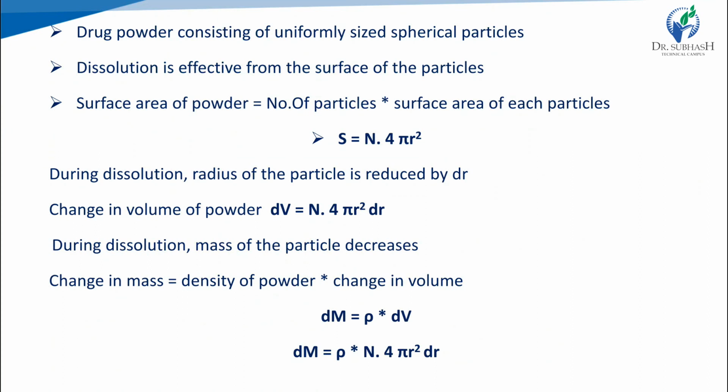So here the surface area of the particles S is equal to N into 4 pi r square. N represents the number of particles, and the surface area equation is 4 pi r square. Now during the dissolution process, with time, the radius of the particles is reduced. The diameter and size of the particles change as the drug dissolves from the surface, so the particle size reduces. So the change in the volume of that powder, dV, is equal to N into 4 pi r square dr.